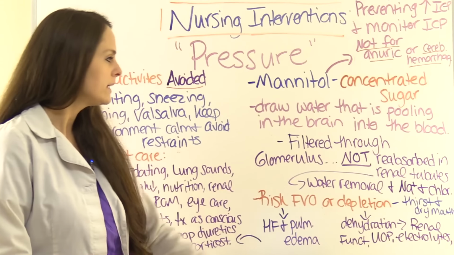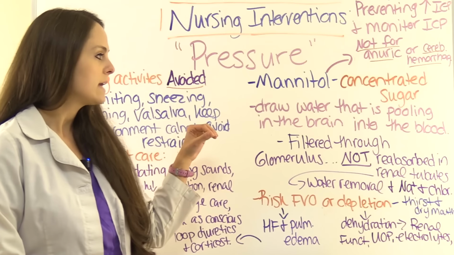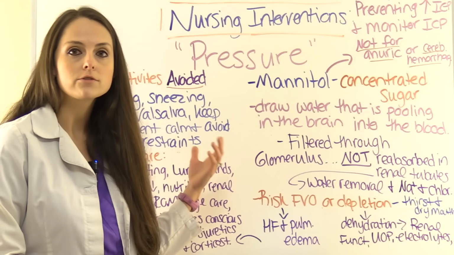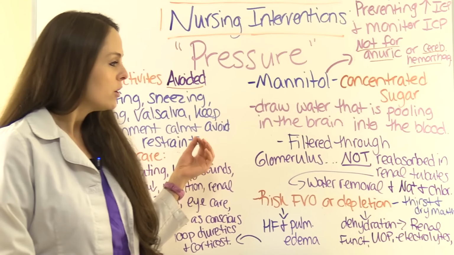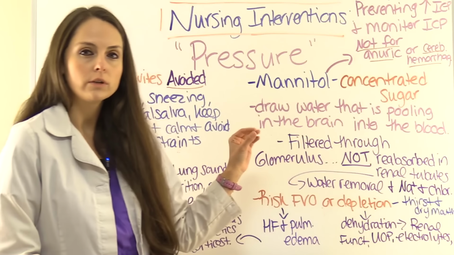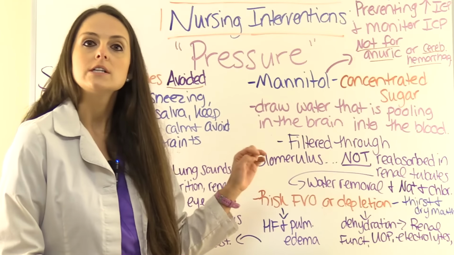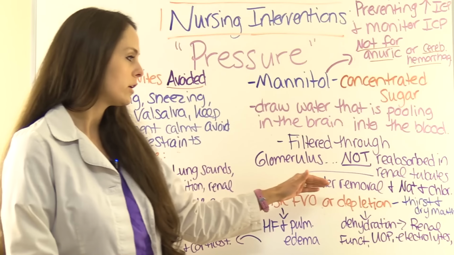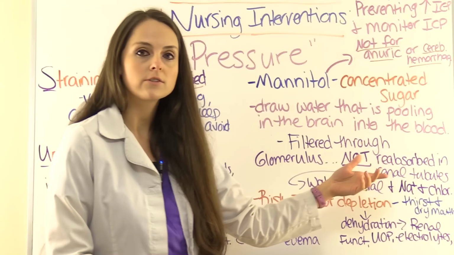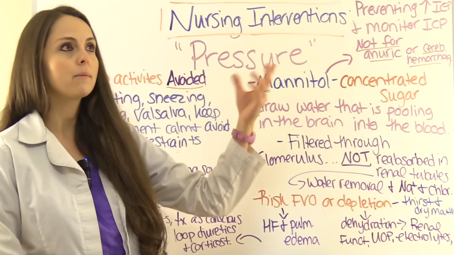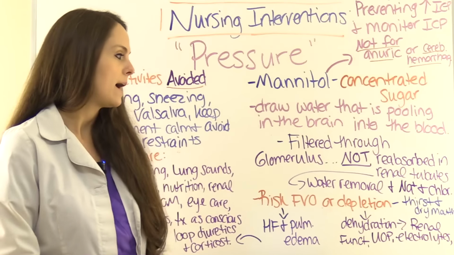Now, the neat thing about mannitol is that it's filtered through the glomerulus, which is part of that nephron that filters our blood. However, once it hits the renal tubules, it's really concentrated. It's not reabsorbed, which in turn will cause water and sodium and chloride, those electrolytes, not to be reabsorbed. So it's going to be excreted out. We're not going to have the water going back in the blood or the sodium and chloride.